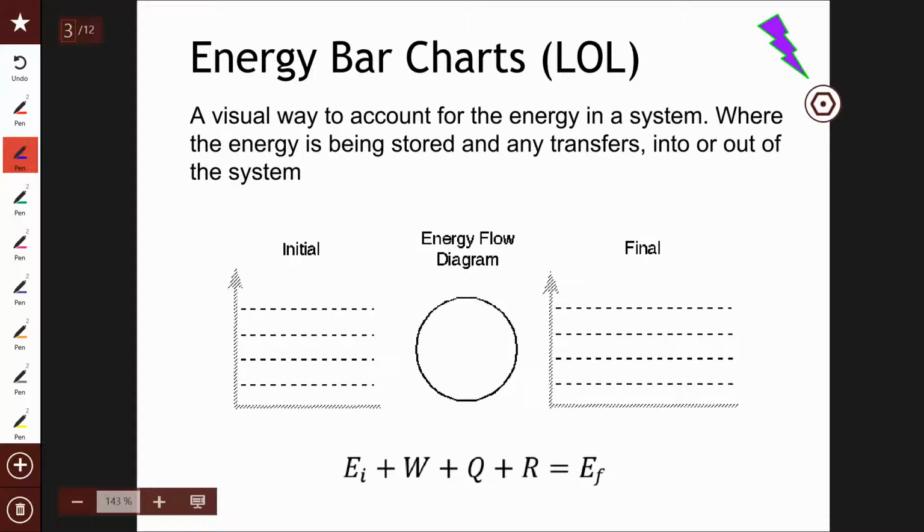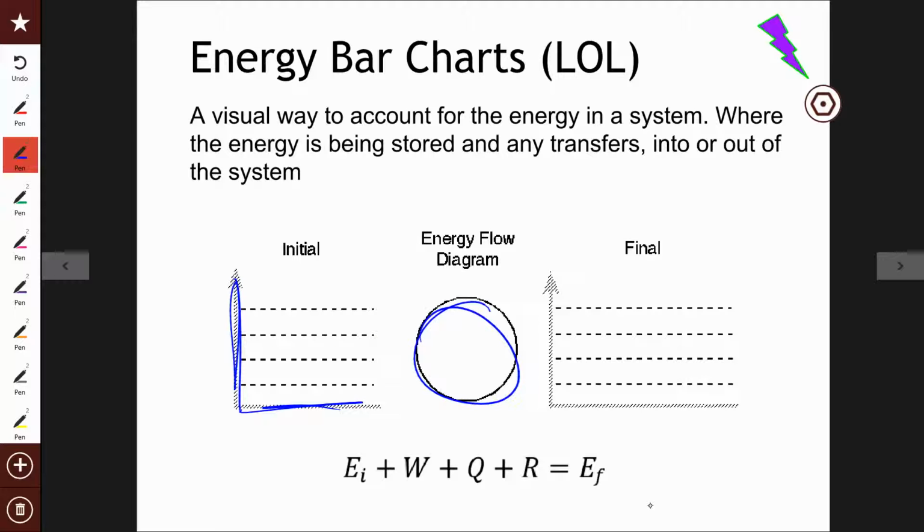Last class we talked about these LOL bar charts. It looks like LOL, because it looks like an L, an O, and an L. All right, so when we look at these, what do we put at the bottom? What are the bar charts for? What do the bar charts tell us?